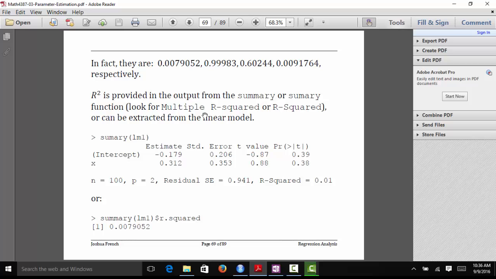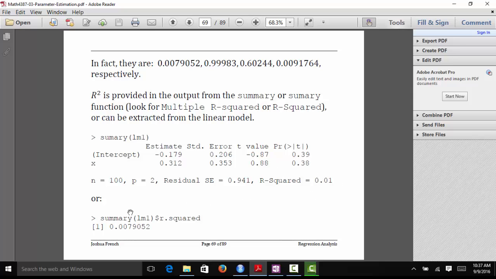So where can we find the R squared value, the coefficient of determination, for a fitted model? There's actually a few different ways that you can do this. Perhaps the easiest is just to use the summary function, which is available in the base R package. If you look through the resulting output, you will see something called multiple R squared, or R squared, and that's going to correspond to the R squared that we've been talking about. So for that first model that we fit, we get an R squared of 0.01, rounded.